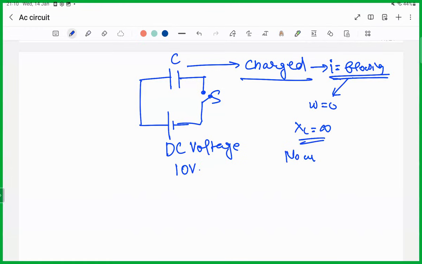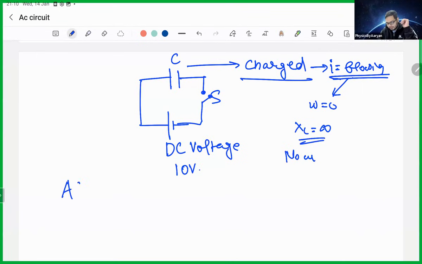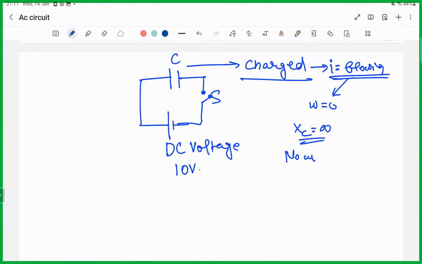Why are we talking about XL? Here is C, na? XC. (नहीं मतलब AC से DC में जाना हो तो क्या करते हैं?) XC is infinity and no current. XC. So why is the current flowing?